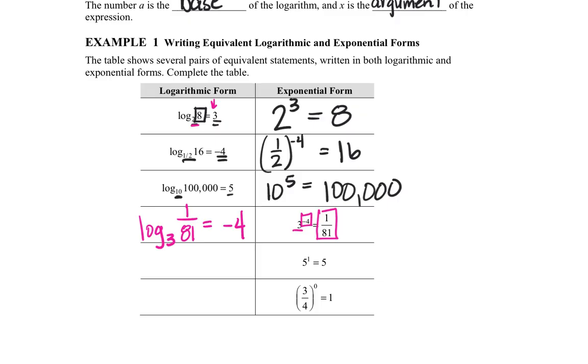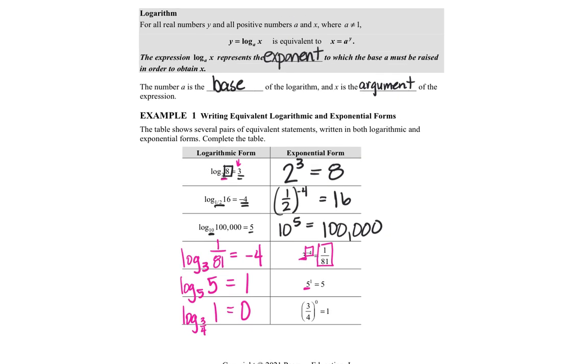All right, let's try the next one. So log, so we had base 5, equals 5, so 5 goes here, and your exponent is what your log is equal to. So they all just kind of rearrange places. So this is log base 3/4 of 1 equals 0. So this needs a star because you're going to use that a lot going back and forth.